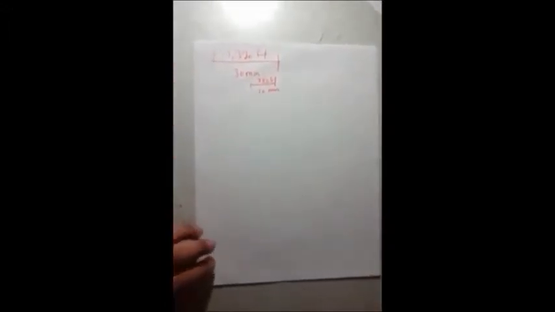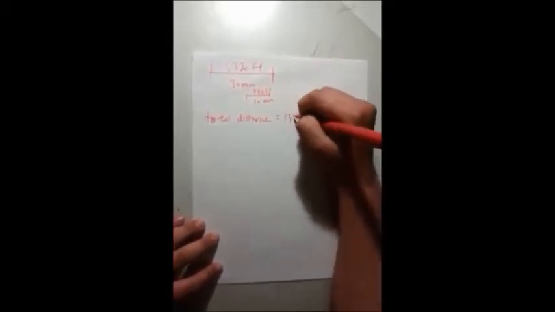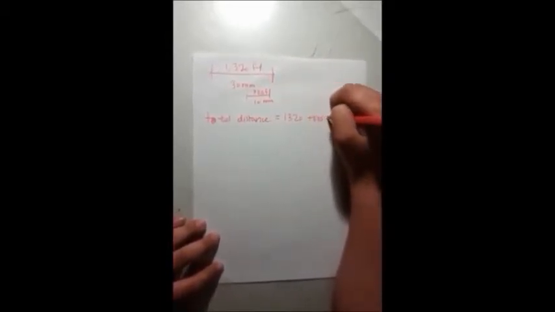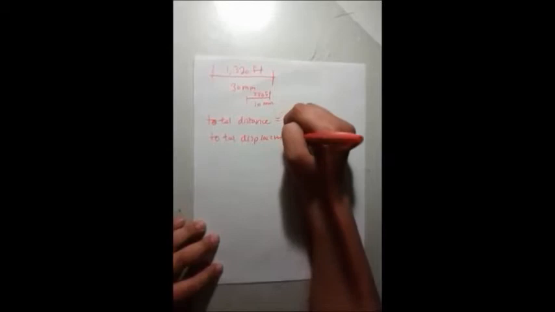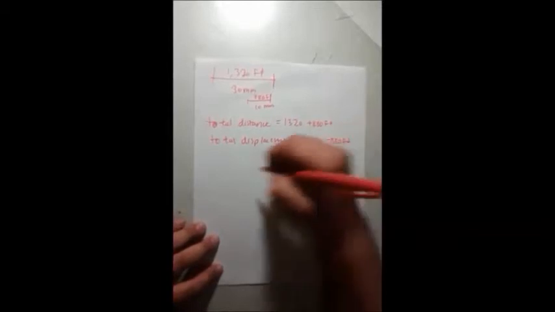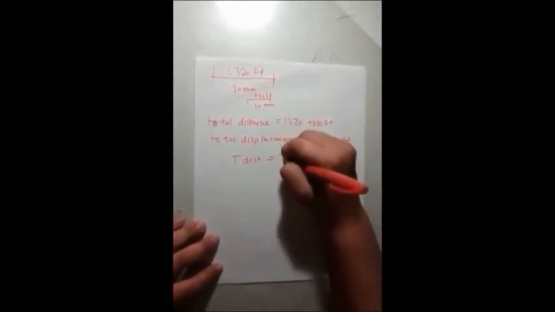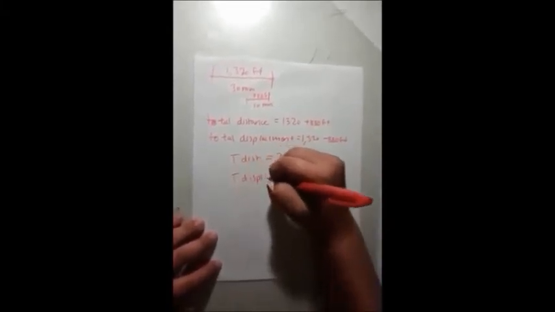So we know that total displacement is how far away I was from the original boat, and the total distance is how far I traveled altogether. So that means the total distance is 1,320 plus 880 feet, and we know that the total displacement is 1,320 minus 880 feet. So the total distance is 2,200 feet, and the total displacement is 440 feet.